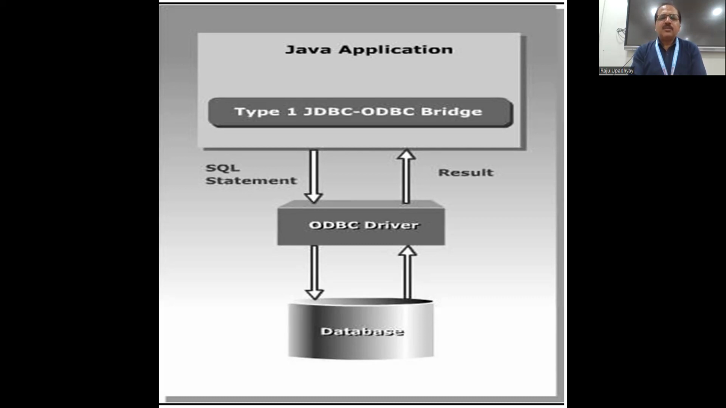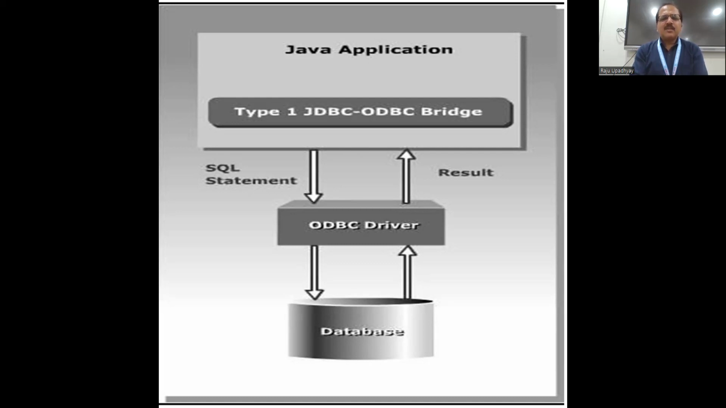You must be watching this particular picture which I have shared with you. In this picture, at the upper portion, we have a Java application. That request goes to the type 1 driver, which is the JDBC ODBC bridge driver. The Java application sends the request to the bridge driver, which in turn sends the request to the ODBC driver. The ODBC driver does the request conversion work, and then sends it to the database.